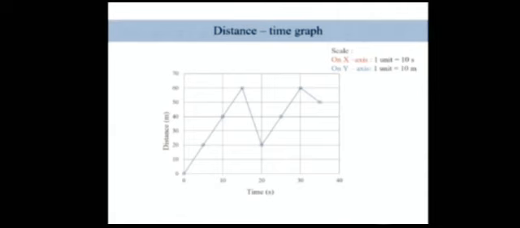Step number 1. Step number 2, observe the graph. Just by looking at the graph, we can say that from here to here, the vehicle was in uniform motion. From here to here, the vehicle was decelerating, and here we can say the vehicle was accelerating or in uniform motion. But overall, if we look at this picture, it is not a straight line, it is a zigzag line. So that means the motion was non-uniform motion.